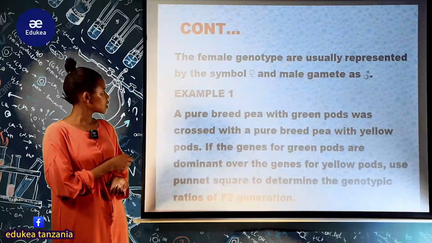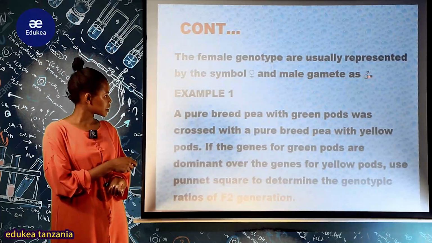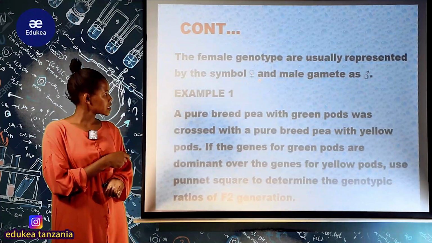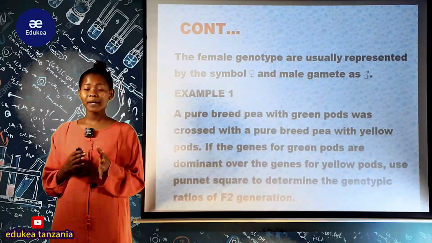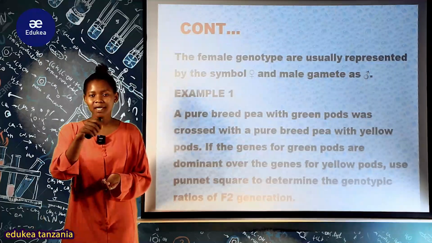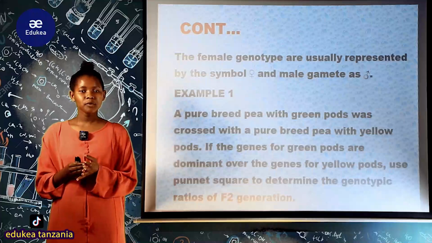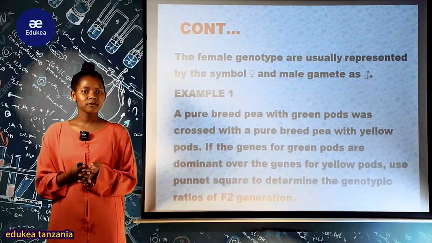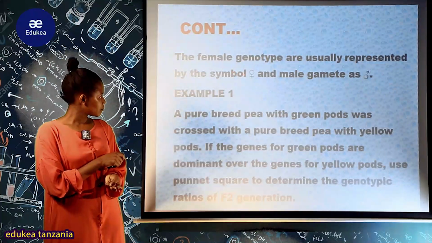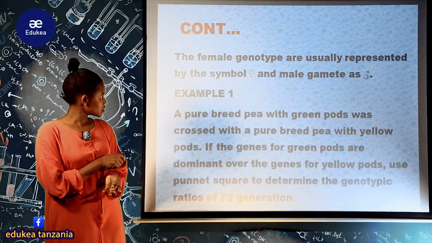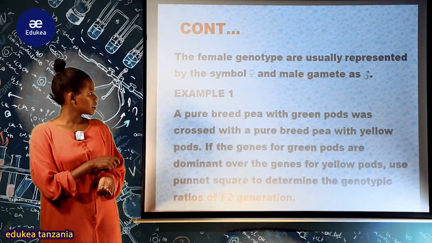The female gamete is usually represented by this symbol and the male gamete by this symbol. Tunapaswa tujue symbols ambazo zinatumika kurepresent male na female. Tunapotumia Punnett square hatuwezi kuandika male hapa, female hapa, but tuna alternative way ya kutumia symbols in a simple way kwa ajili ya kurepresent male and female. So this symbol here ina represent female, lakini this symbol here ina represent male gamete.